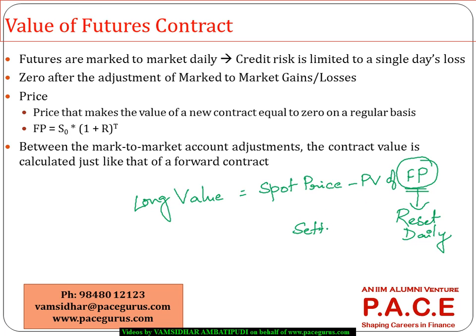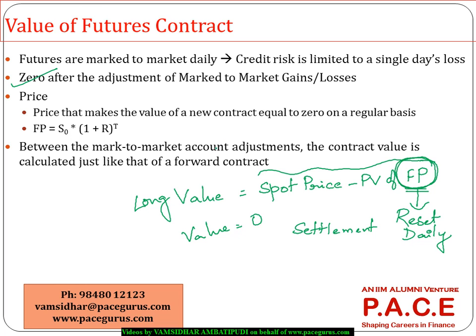This is reset to a settlement price and a new contract is opened for the next day. What does that mean? This price keeps changing on a daily basis, and once there is an update, these two values become the same, which means the value will become zero immediately after the day-to-day settlement. So that is what I meant by this statement.